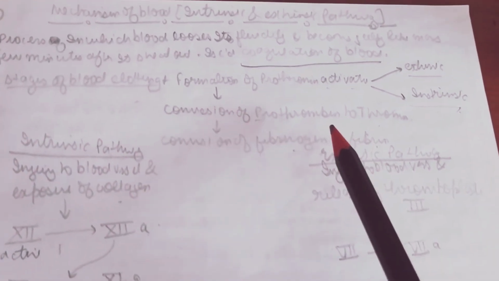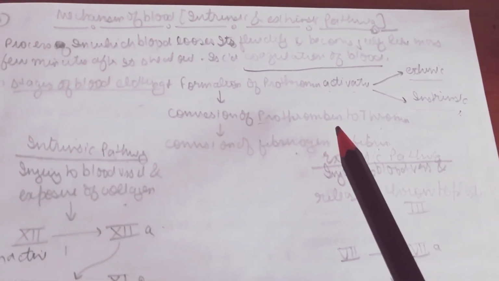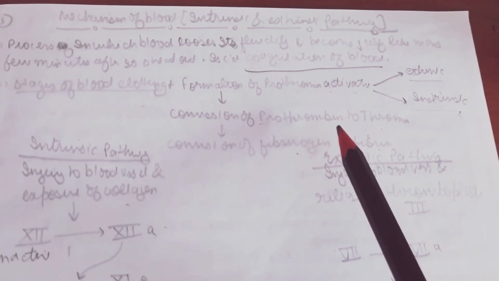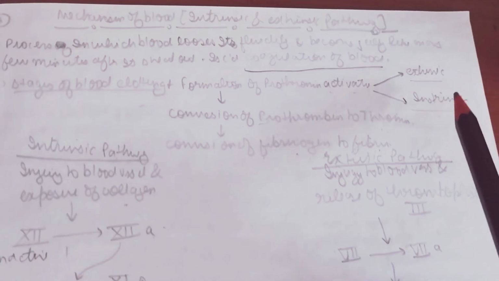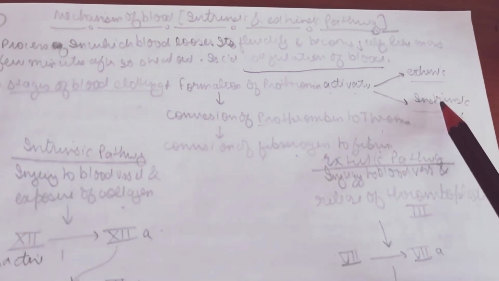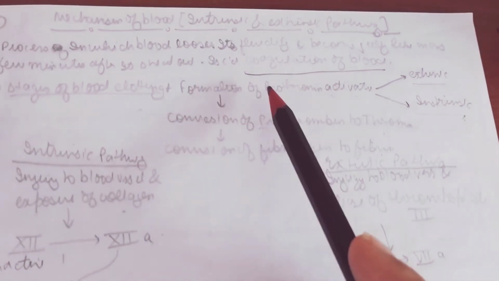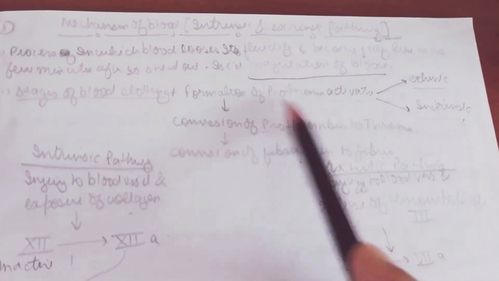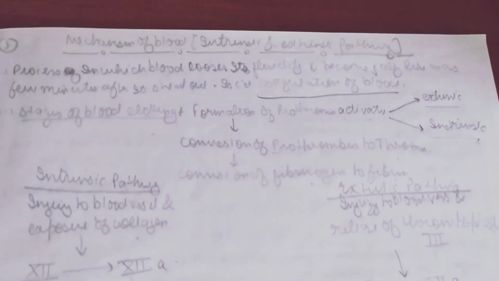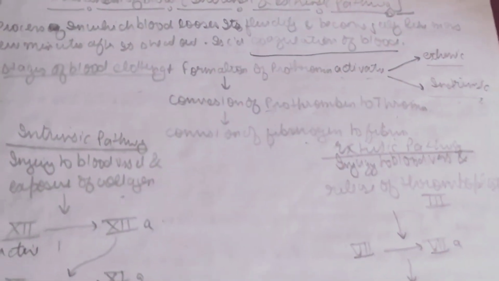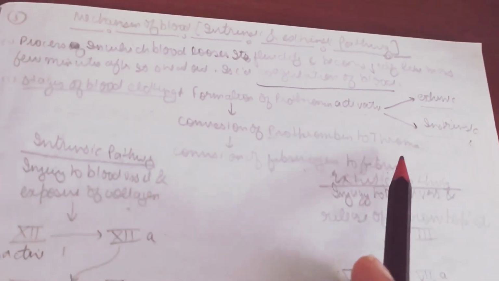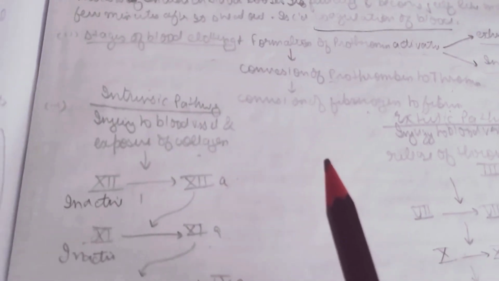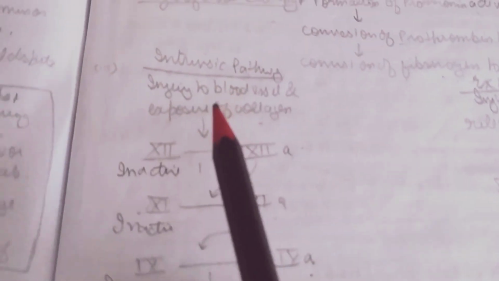So our sole aim for intrinsic or extrinsic pathway is for the formation of prothrombin activator, and the sole aim for prothrombin activator generation is for the conversion of prothrombin to thrombin, right? So now let's talk about intrinsic pathway first.